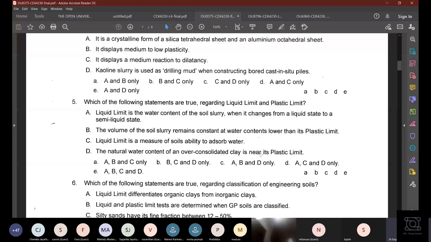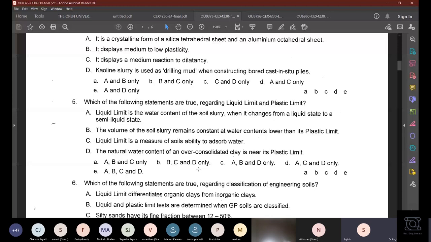I think you all know what is over-consolidated and normally consolidated. So I think that is true, right? So here, B is wrong. Other things are possible. So I think statement D is correct. B is absolutely wrong. We know that, right?